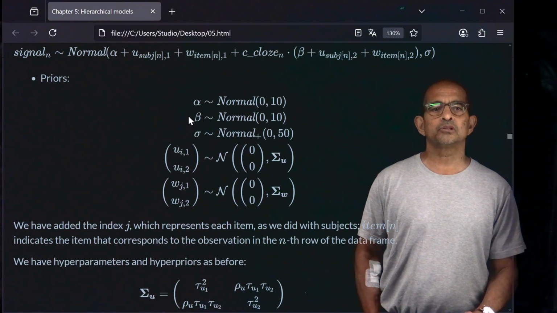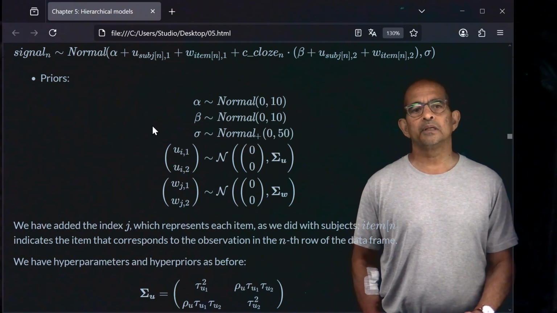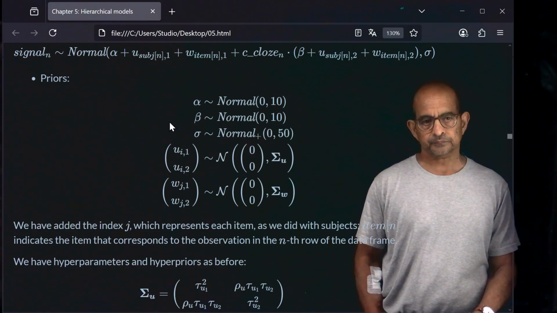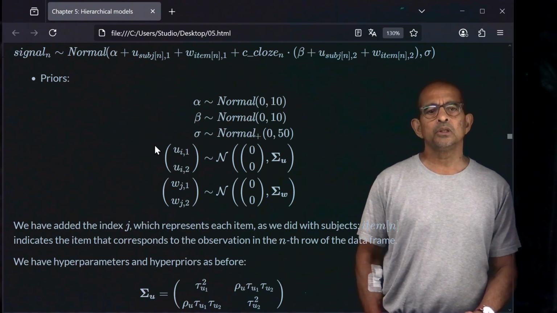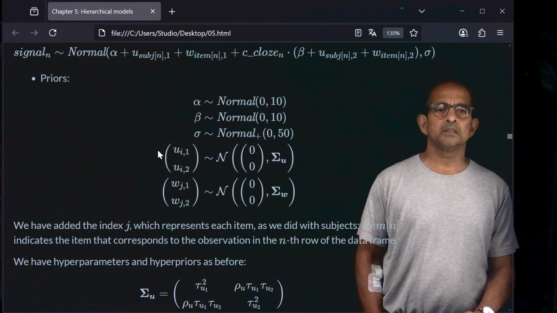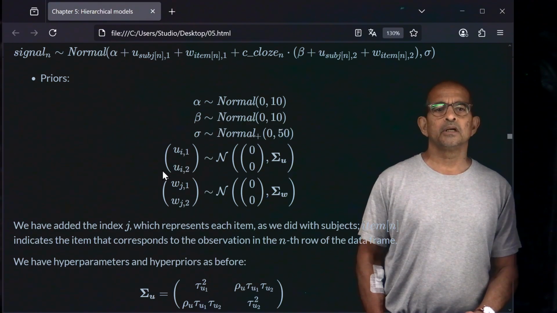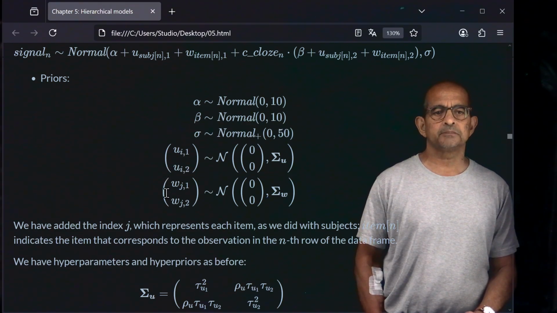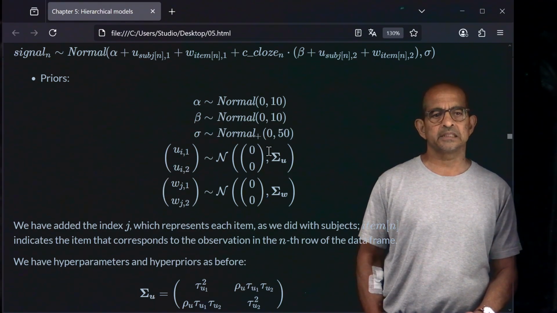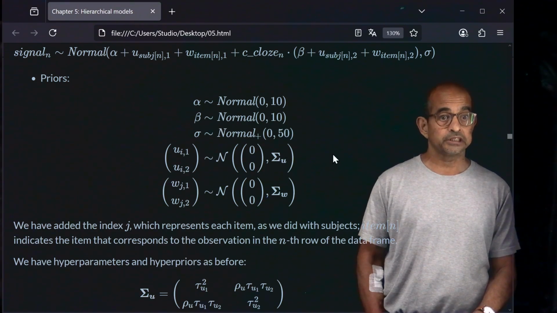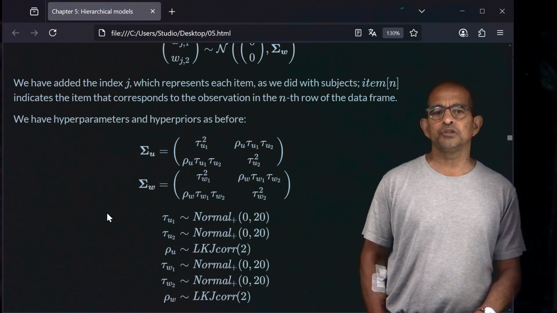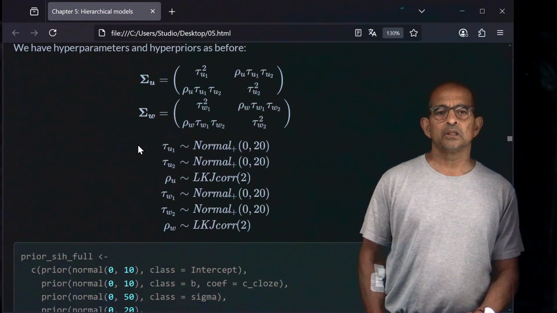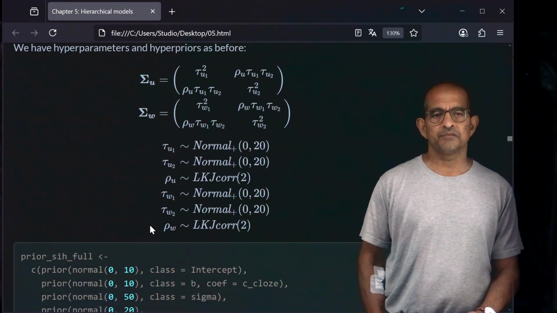So the model now looks like this. Well, actually, I'm not eliding anything. So what you have now is a model with varying intercepts and slopes by subjects and varying intercepts and slopes by items. So you have two variance covariance matrices, right, which are written out here. And so now you have to define the priors on all the parameters that are involved here, right?